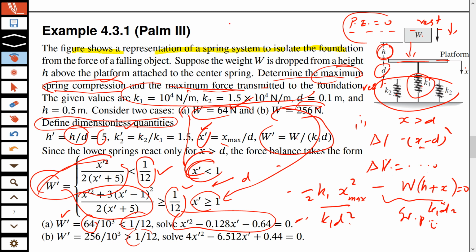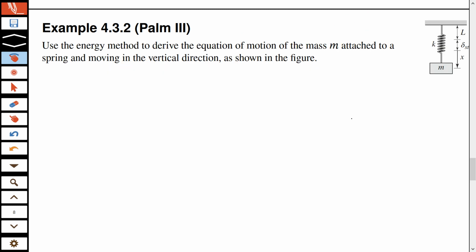And when you find the maximum compression, the maximum force is easy. For the first case, it's simply k1 times x max, because that's the only spring. But for the second case, it's k1 times x max plus k2 times the maximum deflection, which is x max minus d. The rest you can look at in the book.